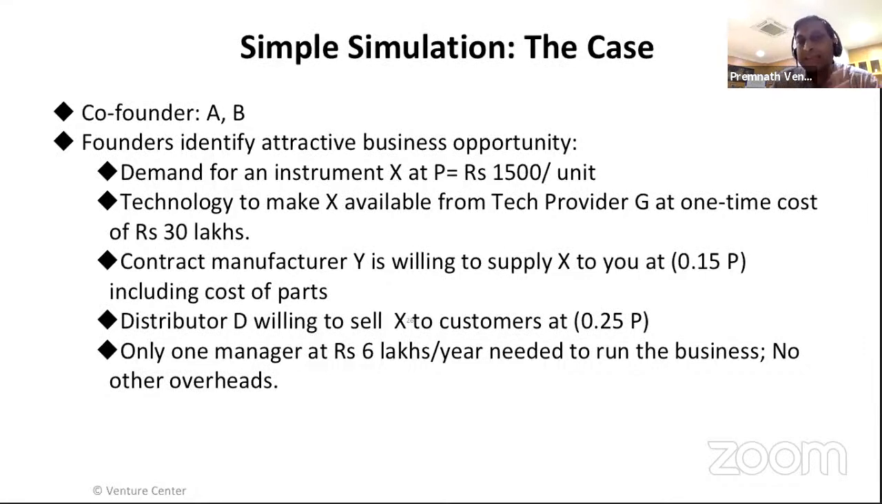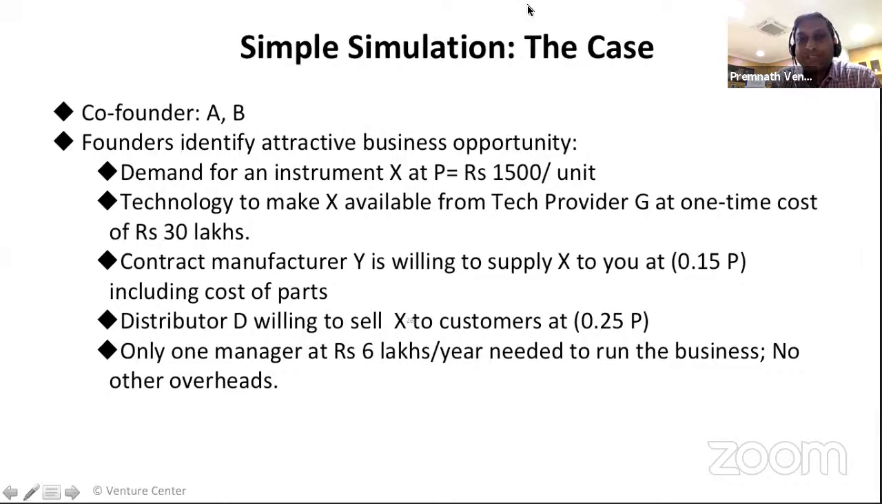And the distributor D is willing to sell X to a customer at a 25% success fee. They realize that the distributor is willing to stock it, the manufacturer is making it, and the distributor is going to sell it also. Why do they need a big office? Why do they need an asset over there? They just need one manager to help them, and they hire a manager at rupees 6 lakhs a year to run this business, and that's the only overhead that they are going to incur. So now this dream business is what we will simulate.